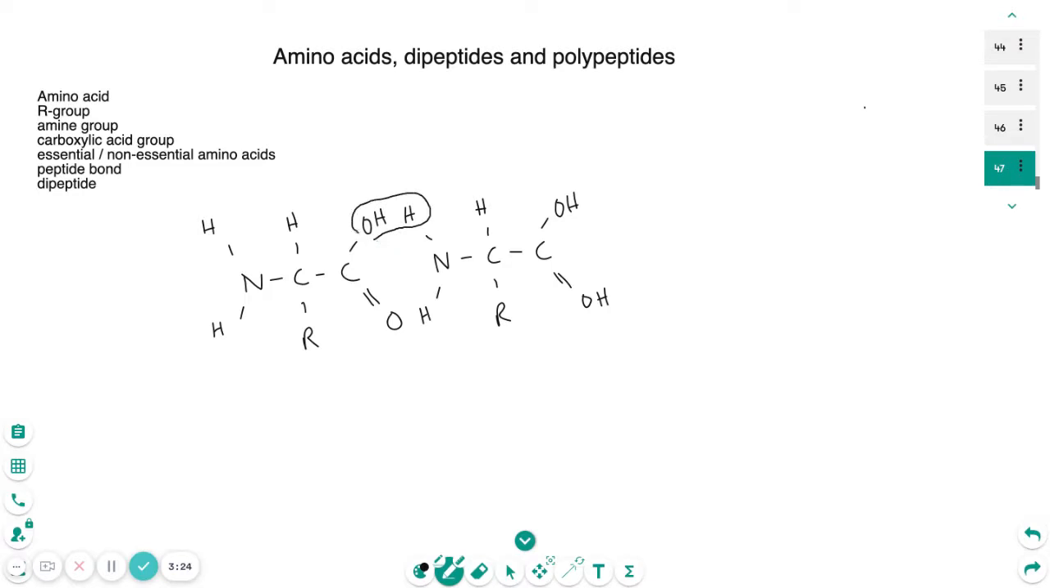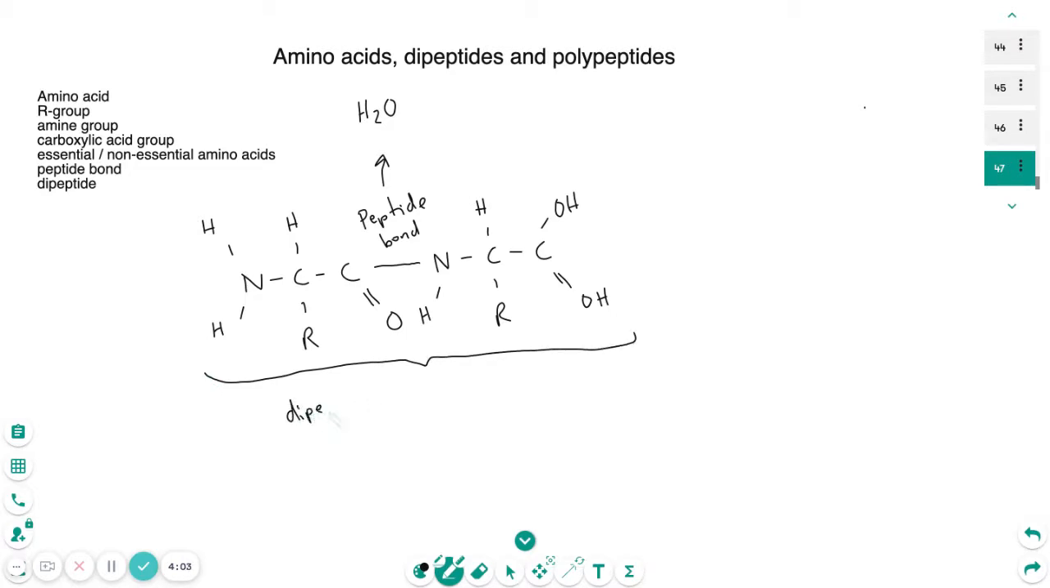You'll see we've got this hydroxyl group here and this hydrogen. They're going to interact, and once again, getting really familiar with this now, we're going to get a condensation reaction occurring. So they're going to leave the amino acids, and we're left with a carbon that needs to bond with something and a nitrogen that needs to bond with something. So they're going to bond with each other like that. And we call this a peptide bond. And this whole thing here now is called a dipeptide.